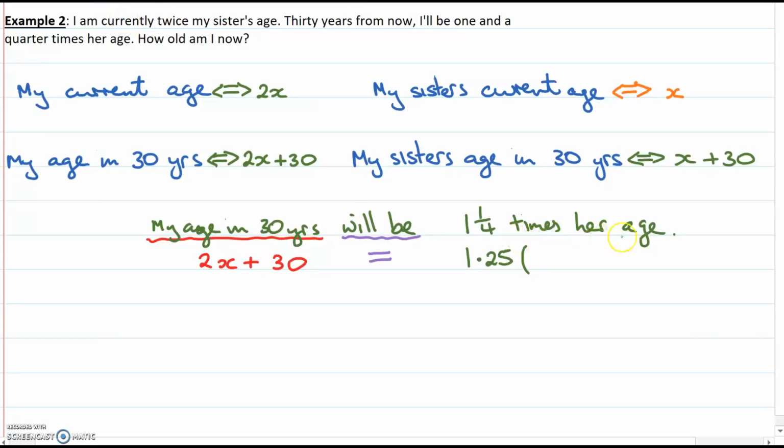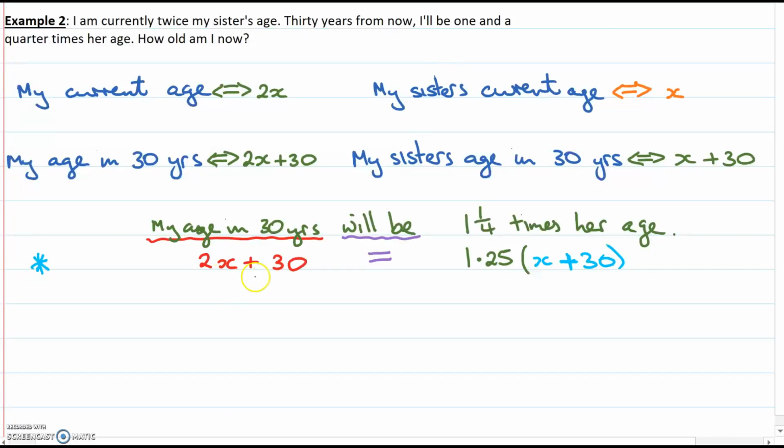1 1/4 times her age. So 1 1/4 times, we've got that 1.25 parentheses, her age in 30 years is going to be x plus 30. Okay, and here's our mathematical expression. So we've taken the English and we've turned it into a mathematical equation. Okay, so from here on, we're just going to solve the equation.